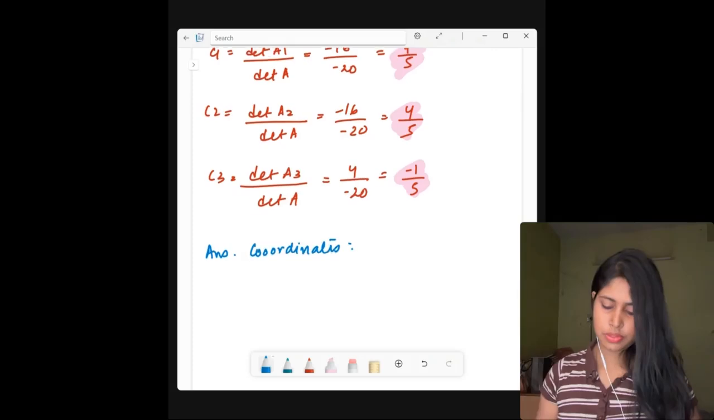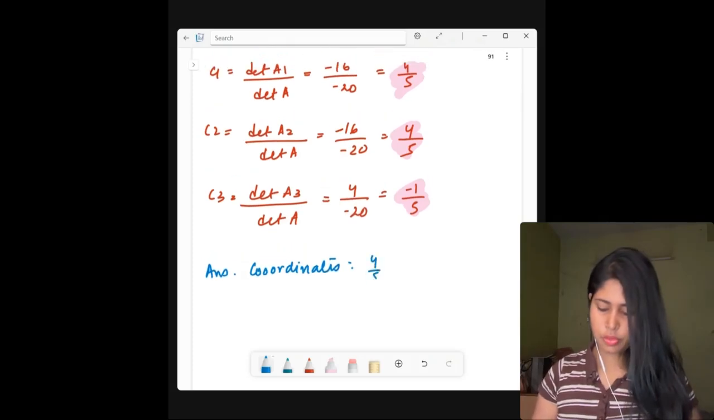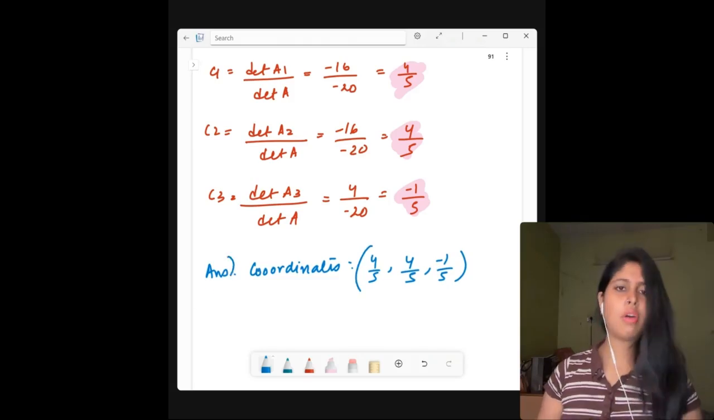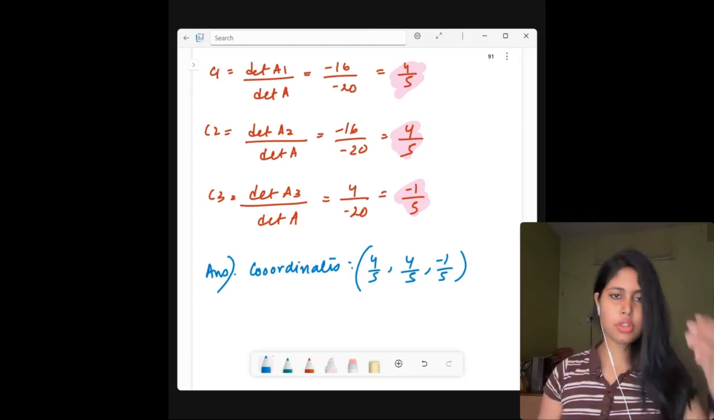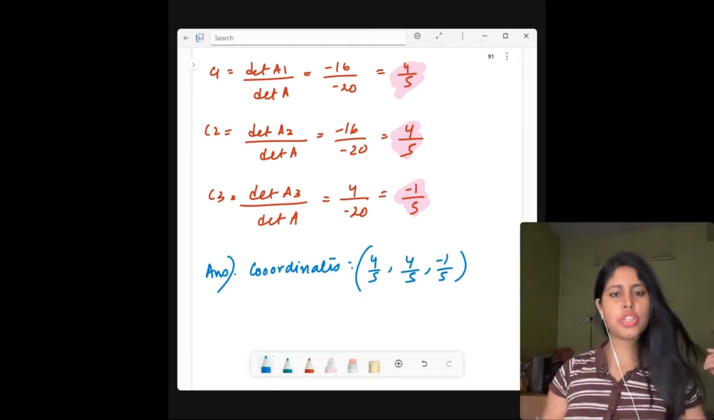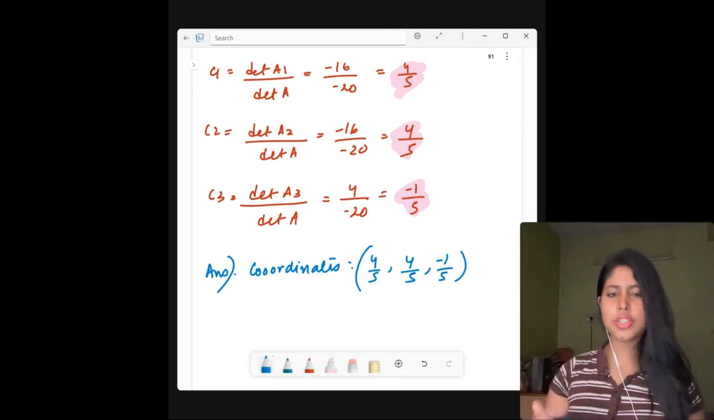Coordinates are what? 4 by 5, 4 by 5, minus 1 by 5. So this is our answer for this question. Okay, now we will move on. We have solved the typical kinds of questions which we usually get for this kind of topics.